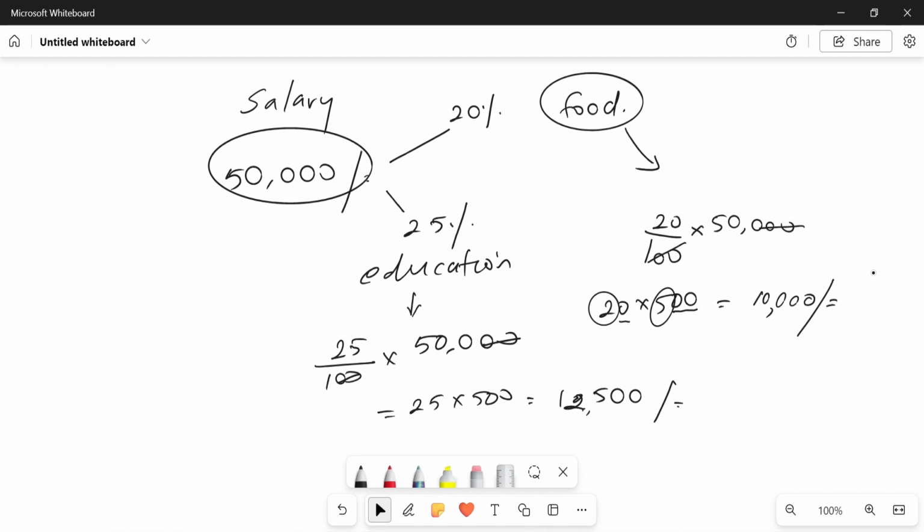So this is how we are finding the amount or the quantity of a certain percentage of the whole thing. So again I tell you, if you want to find out a particular amount of a percentage of a big amount, this is how you are finding.